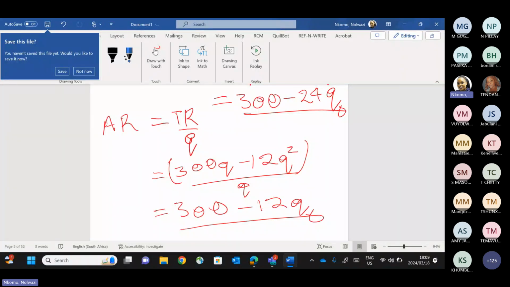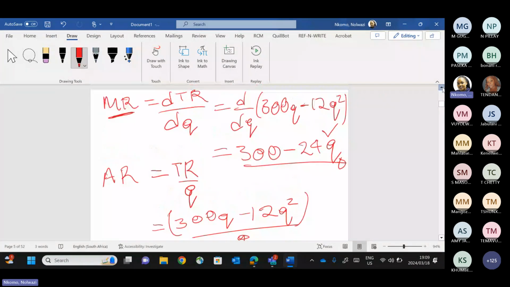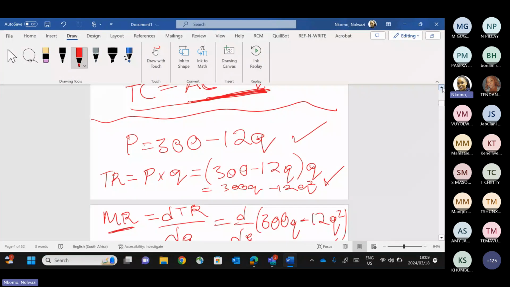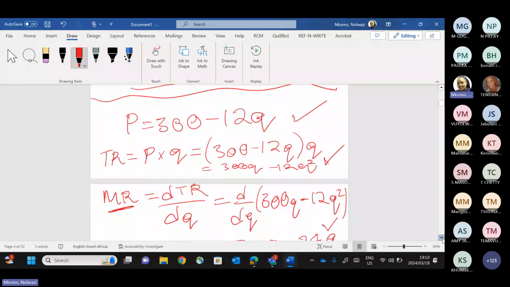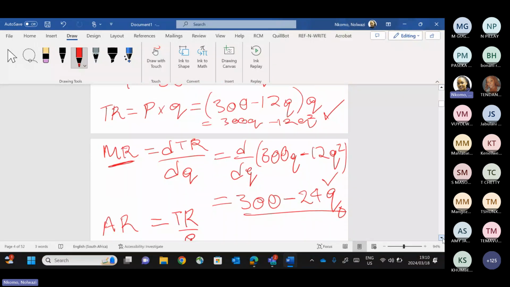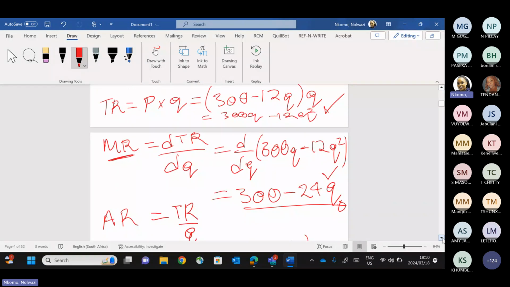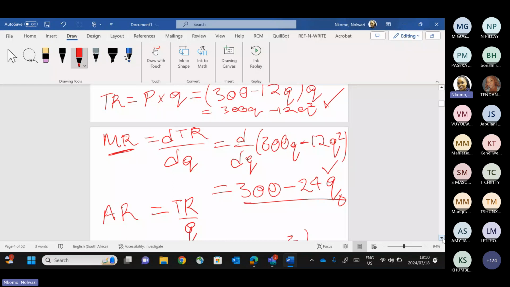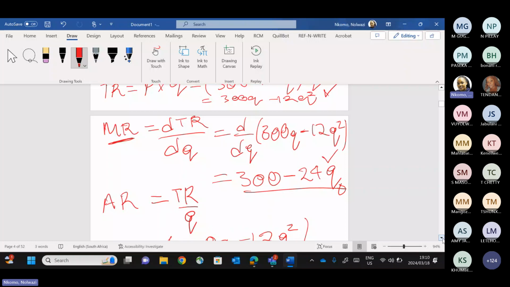What more can we find from this? Can we find anything from here? Okay, we are given the demand function, right? And we said we can find the total revenue. From a total revenue, we find the marginal revenue. Again, from the total revenue, we find the marginal.